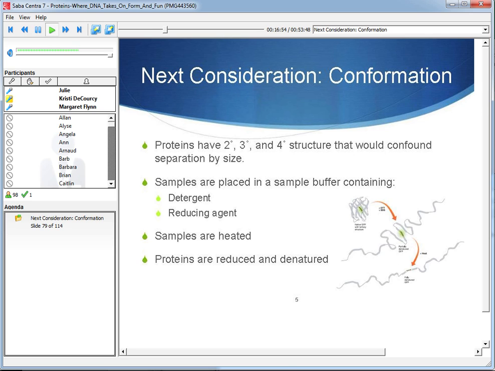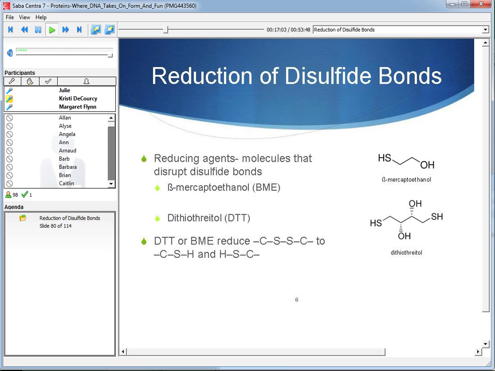So the way we deal with this is to place the samples in a sample buffer that contains reducing agent and detergent, heat the samples, and that reduces and denatures them. The disulfide bonds are reduced by adding a reducing agent, and the two I'm showing here are beta-mercaptoethanol, known as BME, and dithiothreitol, which is another reducing agent. Down here I've got a little graphic of the two cysteines held together by a covalent bond between the two sulfurs. These reducing agents reduce that bond, so you're left with two sulfurs with hydrogens on it. So this is going to disconnect the strands that were held together.